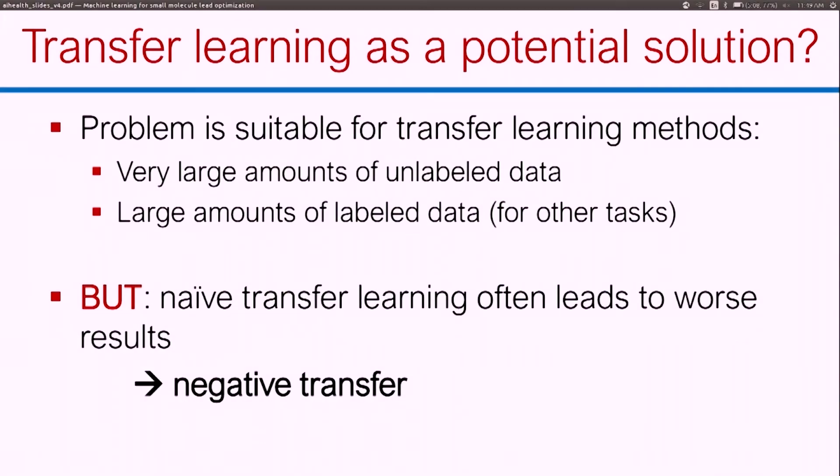It seems transfer learning could be a natural solution to this, because there's a lot of unlabeled data, and also a lot of labeled data, but for other kinds of properties, maybe not for the ones you're interested in. But the issue is that we've seen empirically that just naively applying transfer learning approaches, such as multitask learning or pre-training, can, a lot of times, lead to worse results. We call this negative transfer, and there could be a variety of reasons for this. The issue is, a priori, it's hard to tell whether pre-training or transfer learning could help or hurt your performance.